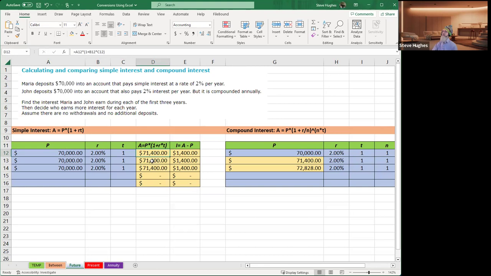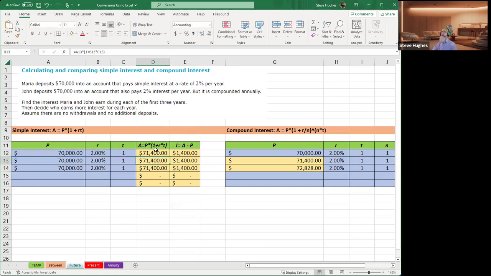Let me start again. Future value for simple interest is P, the present value, times 1 plus RT. I just typed it in using the cells. See the cells that I'm using? P, R, and T. Hit enter.